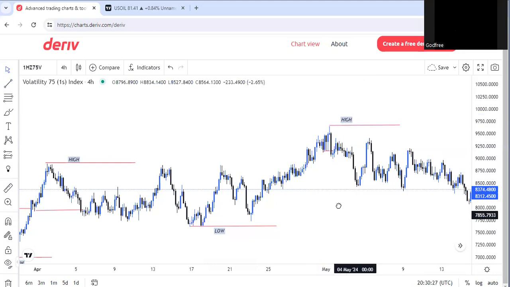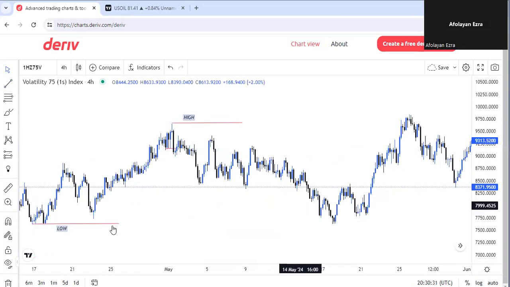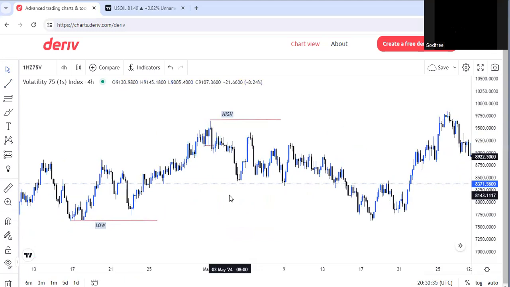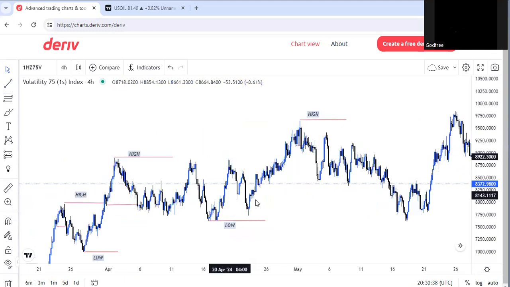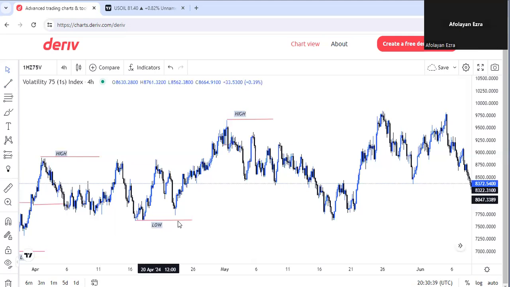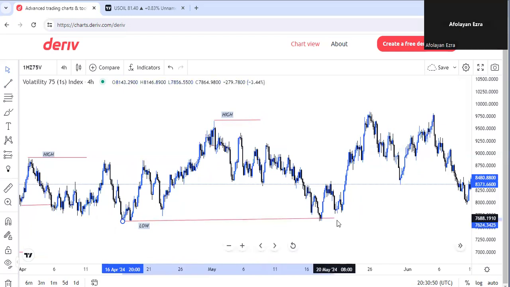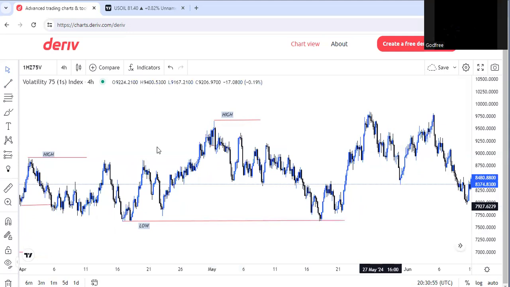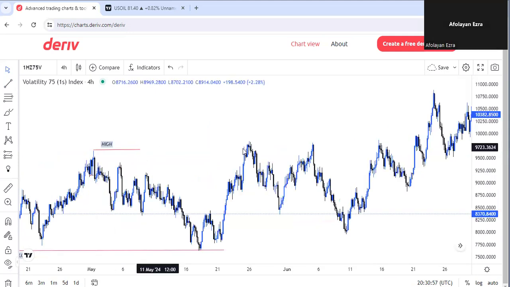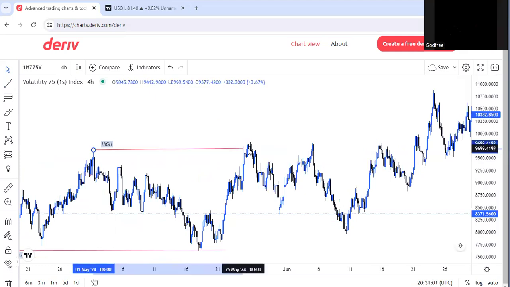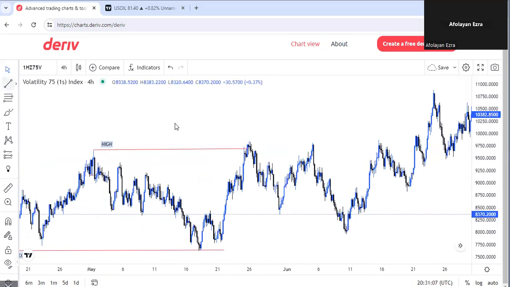So now let's see. Let me just draw this line out. I want to be sure that he did not take that low. If he took it... so yeah, he did not take the low. So it's still very much valid. As soon as this side is taken, we are still very much bullish. So yeah, that high was also taken. So we have a new valid high around here.